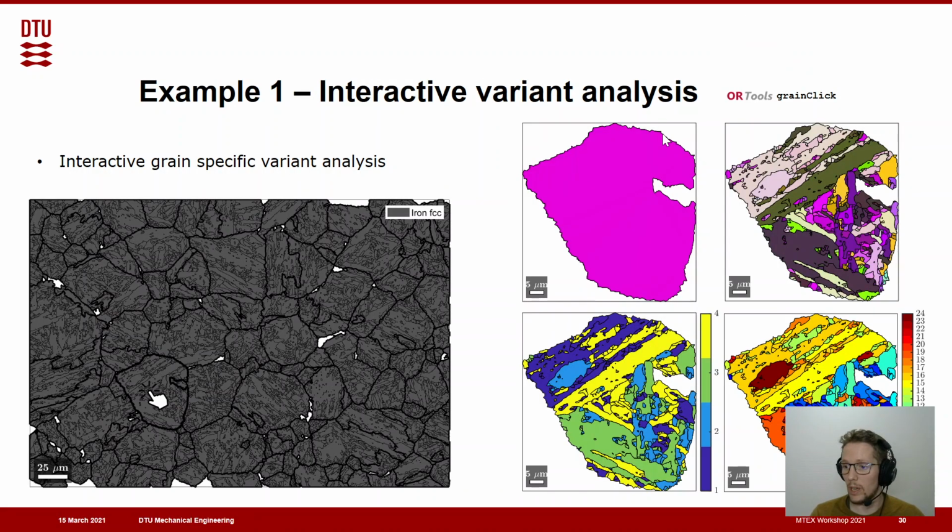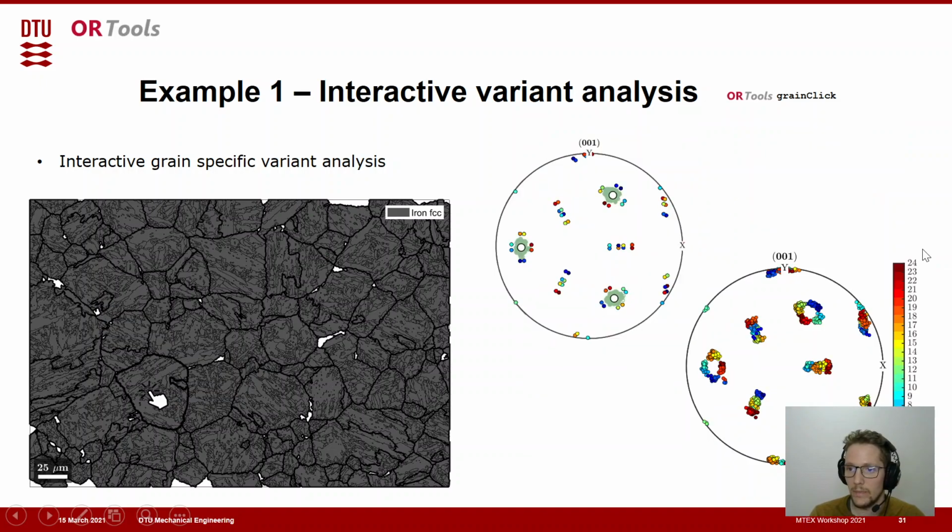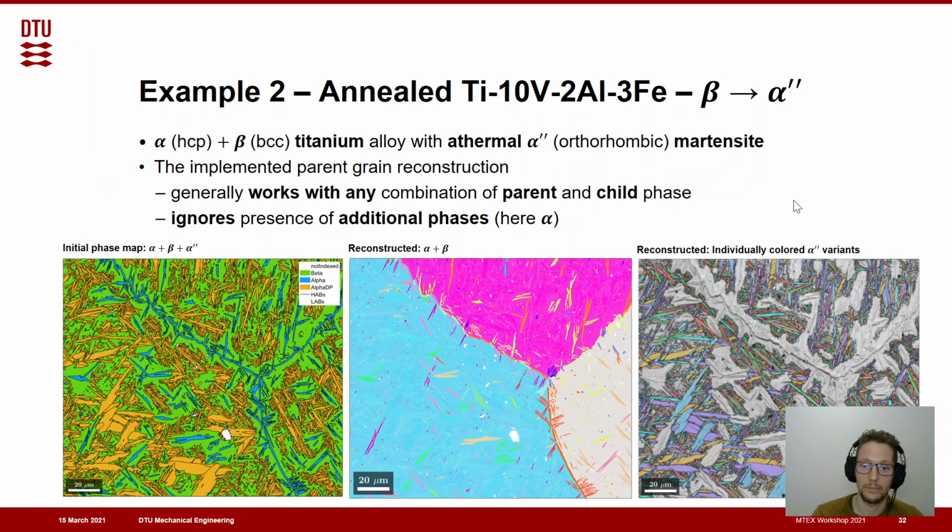And yeah, in ORTools, we have this function called grain click, which is quite cool because you can click on certain grains and then get all these maps for this certain grain. So here we have a parent orientation, the child orientations, then the packets and the variants for this grain. And we can also do plots of, for example, the average austenite orientation with the experimental spread of the orientations, then the theoretical variants on top of that compared with the experimental variants. So you can do a lot of cool things once we've reconstructed the parent austenite grains. And yeah, we have automatized a lot of these things in the ORTools toolbox.